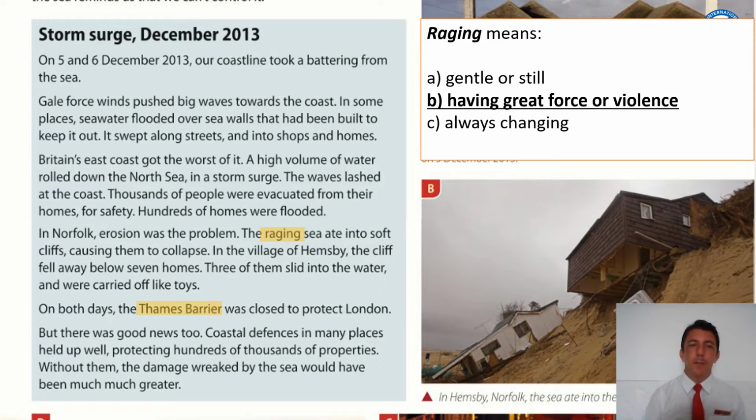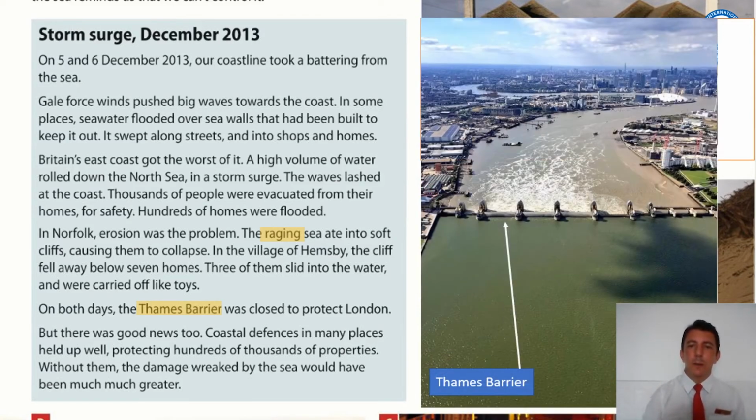Now it mentions the Thames barrier. So on the River Thames, they have this barrier. Now it's like a big gate that can open and close. It's usually left open, but when we have a situation like this, they close it so that the River Thames level will not rise within the city limits and flood London.